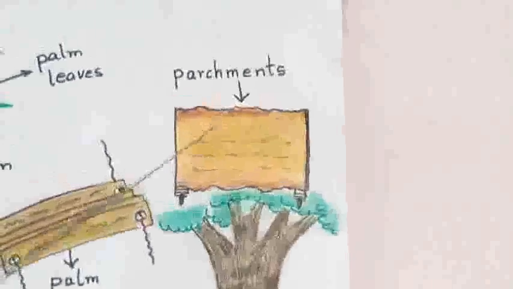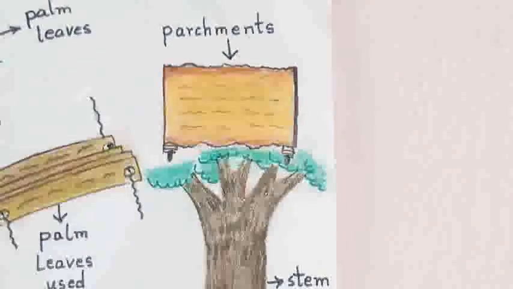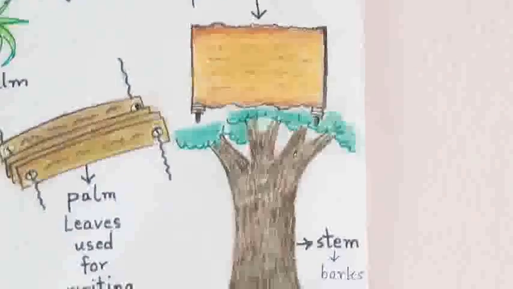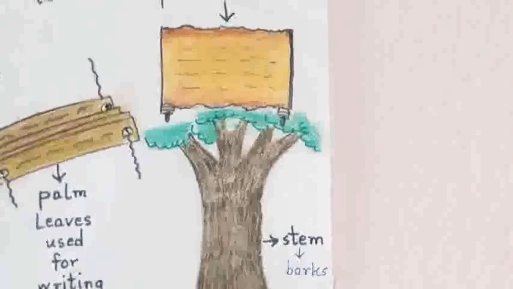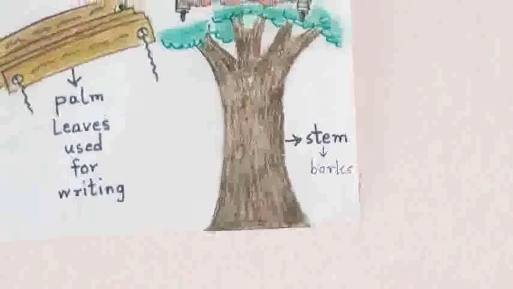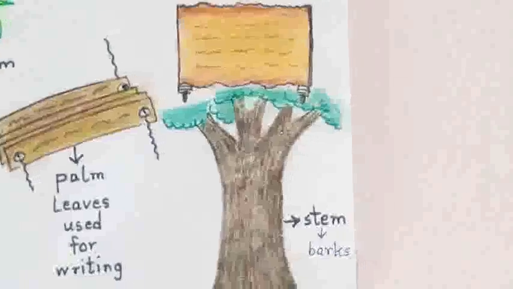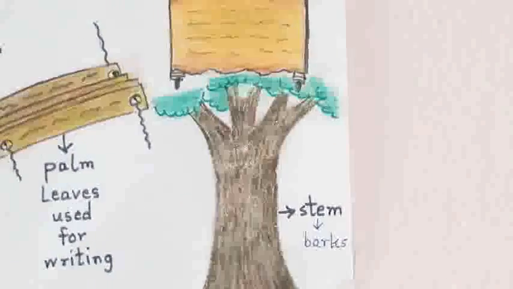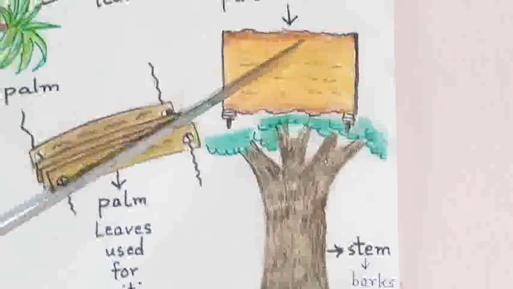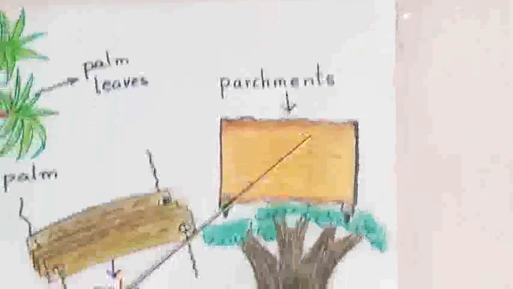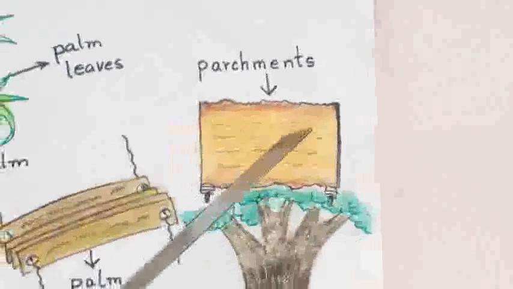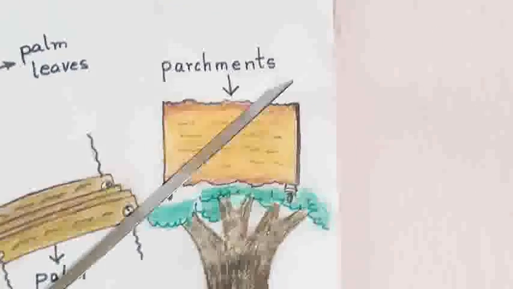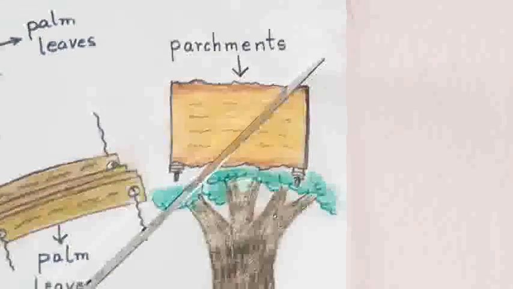Now, what are parchments? A parchment is a stiff, flat, thin material made from the prepared skin of an animal, usually a sheep or goat, and used as a durable writing surface in ancient and medieval times. That means parchments are made up of skin. Why is skin used? Because it will last, it will stay and remain for a longer period of time.